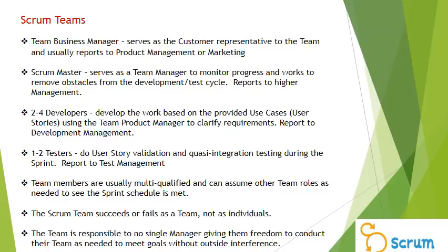Team members are usually multi-qualified and can assume other team roles as needed to see that the sprint schedule is met. For example, you might have developers filling in for testers or testers filling in for developers if the team is behind schedule. The Scrum team then succeeds or fails as a team, not as individuals, and the team is responsible to no single manager, giving them freedom to conduct their team as needed to meet goals without outside interference.